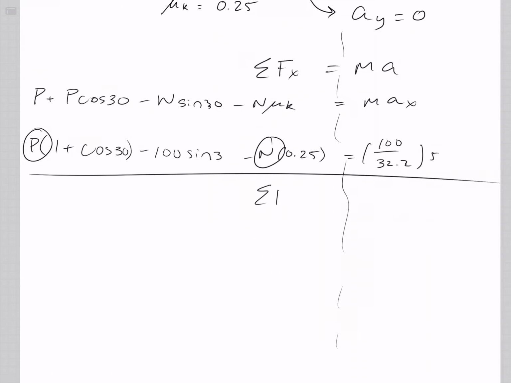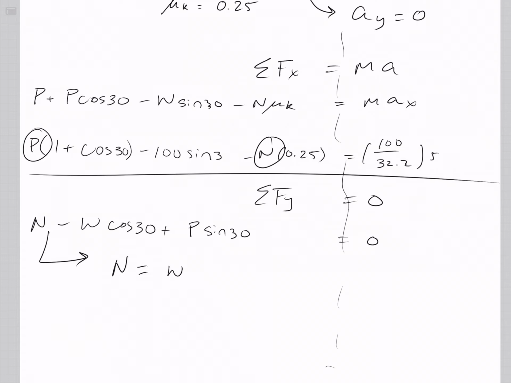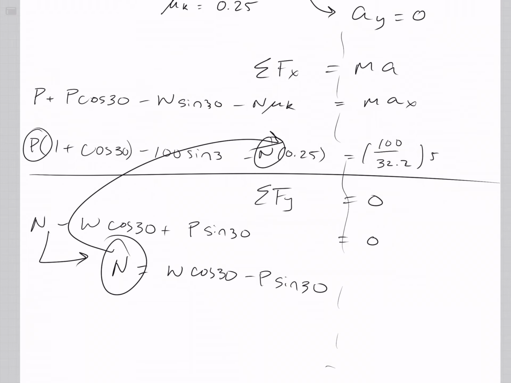And our next equation is easy because it is a static equation. Sum of the forces in the y direction equals 0. And in the y direction, you have the normal force minus the other component of weight plus P sine of 30. And once again, be sure you get those values right. When you solve for n, you'll find that it equals W cosine of 30 minus P sine of 30. Plug this in up here and simplify to solve for P as well as n.